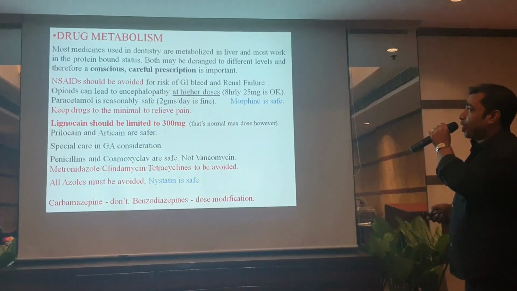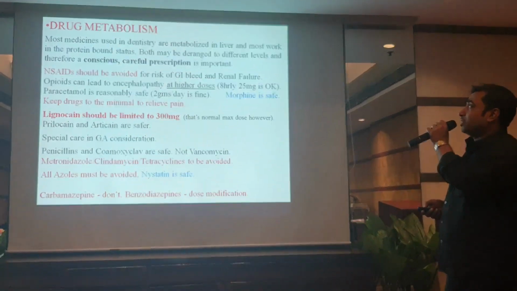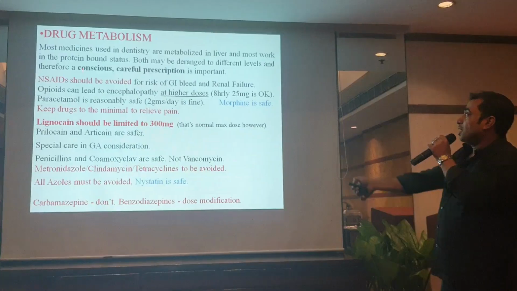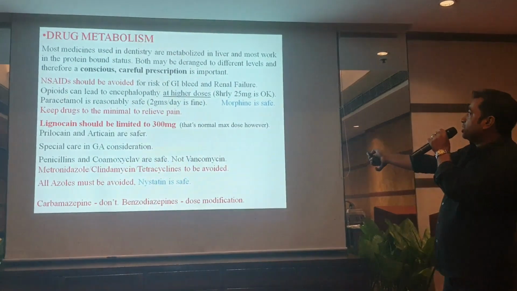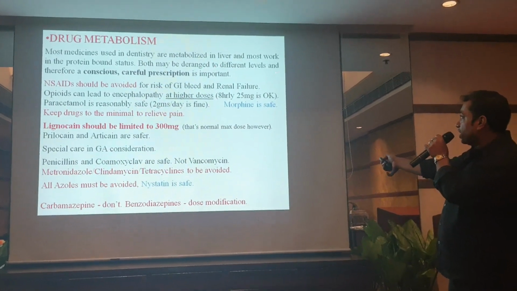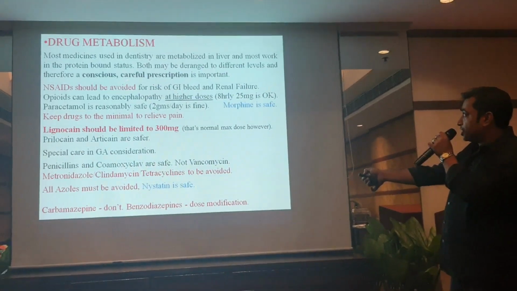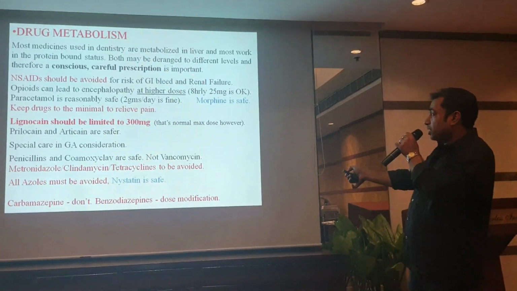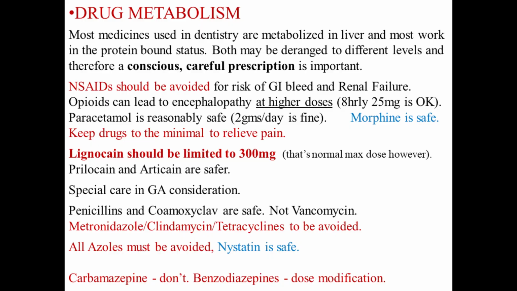Drug metabolism problems. Most medicines are okay. Most medicines used in dentistry are metabolized in the liver, and most work in a protein-bound status. Both may be deranged to different levels, and therefore a conscious, careful prescription is important. Not a scared prescription, a careful prescription. NSAIDs should be avoided for risk of GI bleed and renal failure. Now comes the real modifications, not the kidney. When the patient has a liver problem, plenty of medicines become an issue.